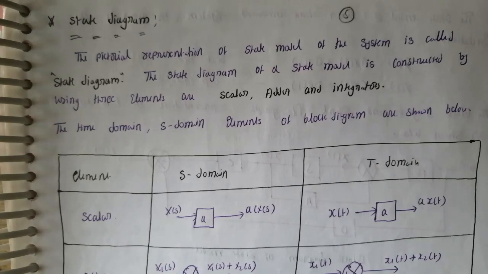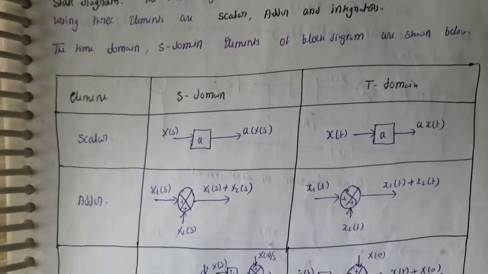Here, what are the functions of scalar, adder, and integrator? Scalar is a multiplication factor, adder is where more than one signal is added, and integrator performs integration. Here we will see how we can represent these 3 elements in the time domain as well as the S domain. The first one is the block diagram representation.